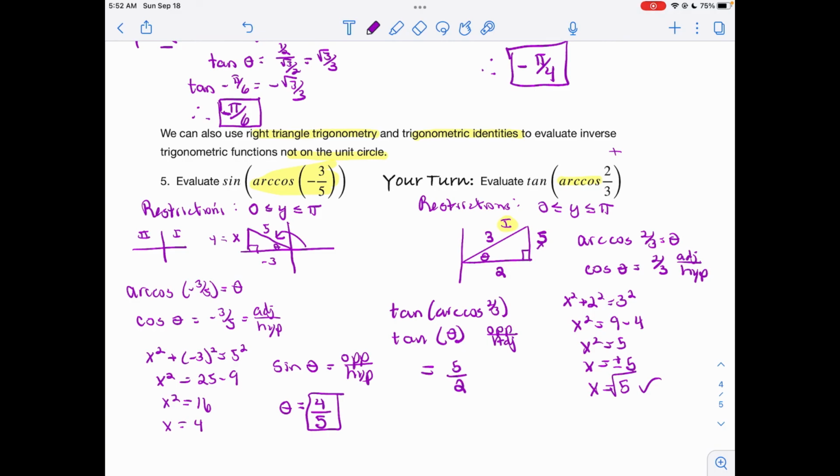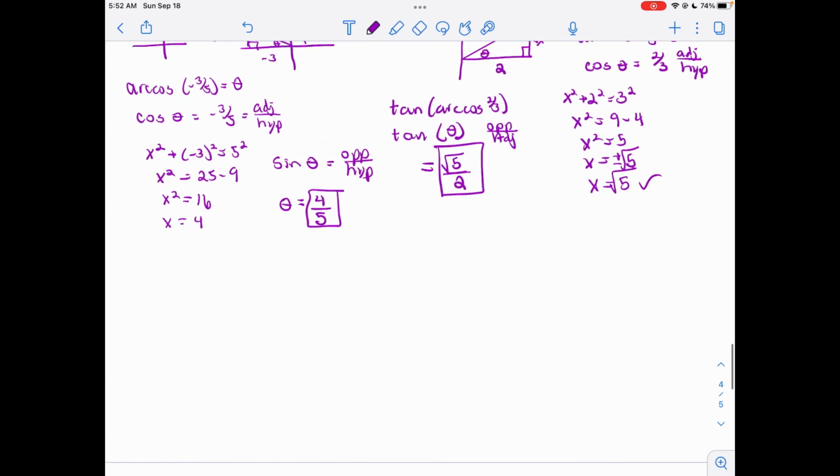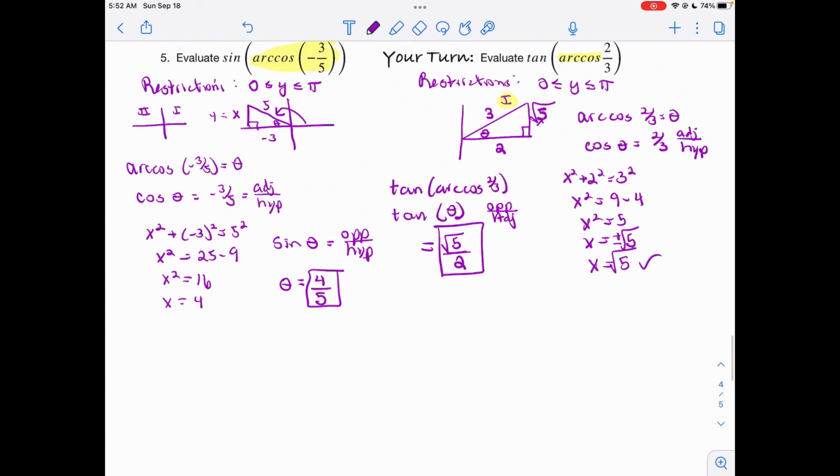I just realized I kept saying square root of 5, but I did not write my square root. So let's go ahead and put our square roots back in here. So that side is actually the square root of 5. I said it, I think, but I did not write it. Well, that's pretty much how you work with evaluating inverse trigonometric functions.